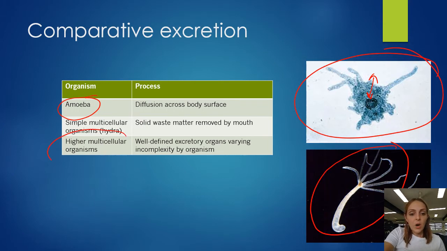Now, us as higher multicellular organisms, as well as plants and animals, have well-defined excretory organs, and that varies in complexity depending on the organism. So we have a number of systems that assist in that, the urinary system, respiratory system, and this is the same among a lot of other multicellular organisms.